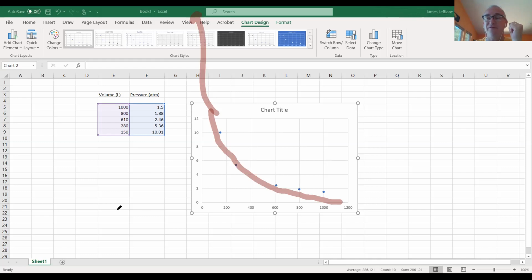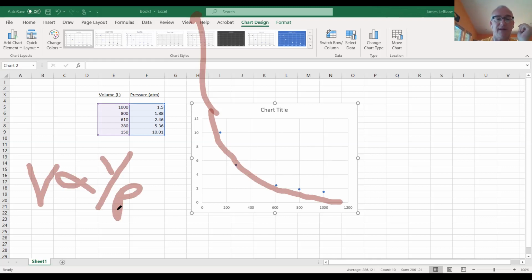So remember, this is an inverse relationship. So my relationship between volume and pressure is related to 1 over the pressure. What if instead of the pressure, I plotted 1 over the pressure? Maybe I get a straight line then. So let's try doing that.